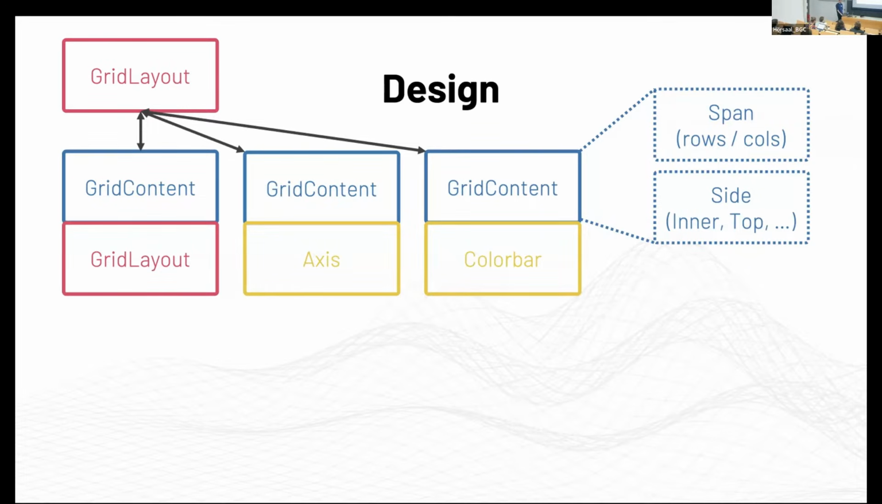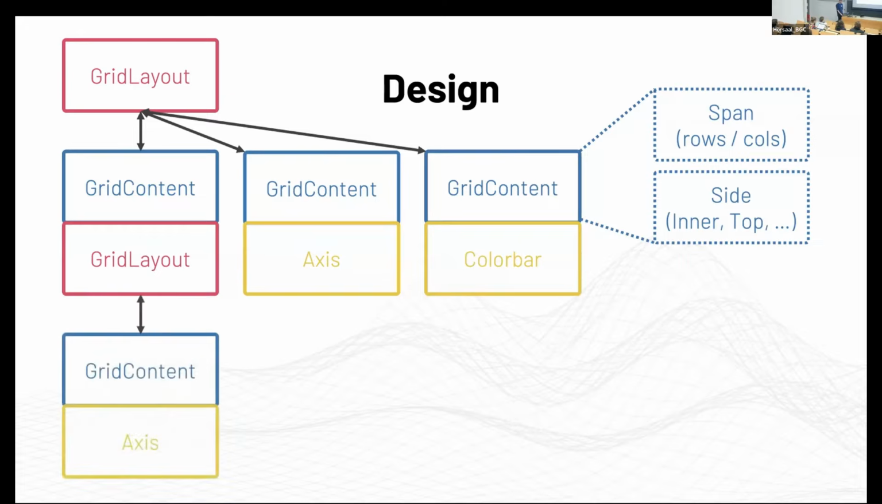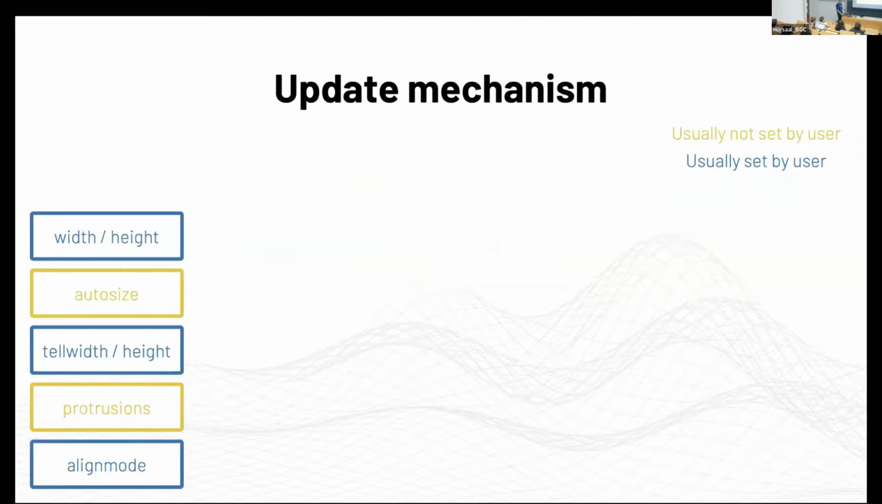So yeah, it's really not a matrix. And this whole thing can just nest arbitrary many levels. So another grid layout could again have the grid content with an axis. So it's like a tree of layout objects.